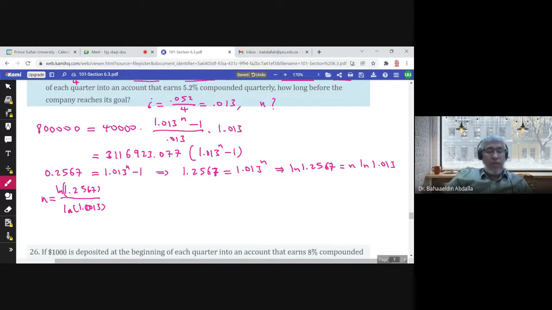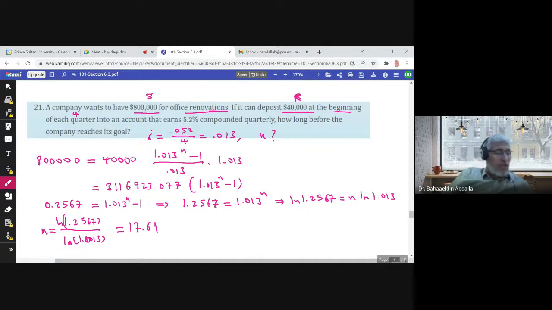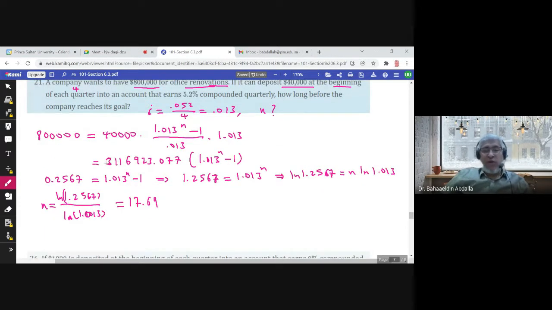The answer is 17.69. So this is 17.69 what periods? What is the period here? Quarter. How long before the company reaches its goal?